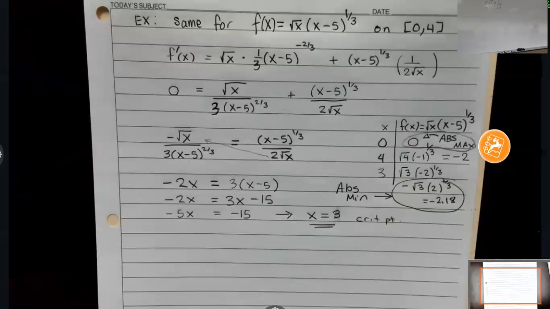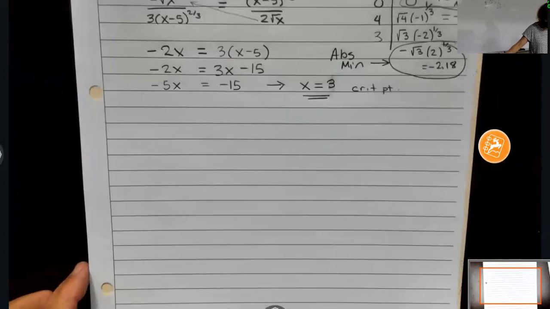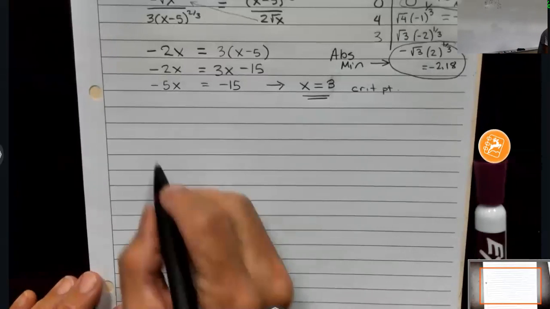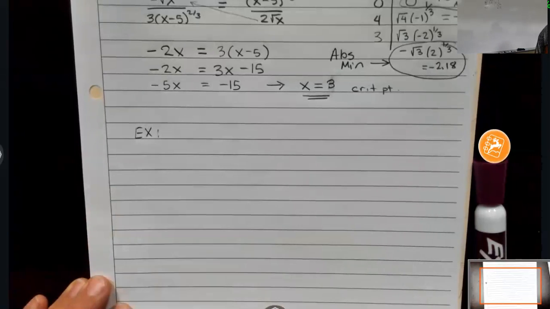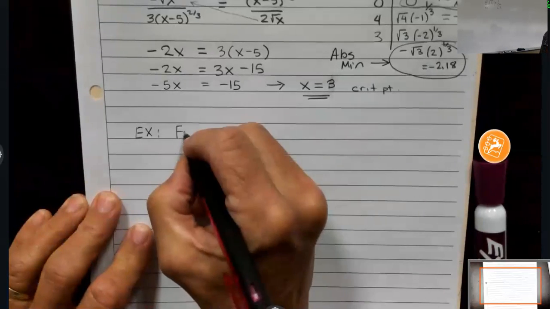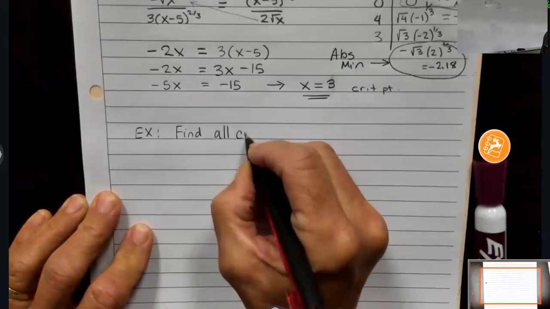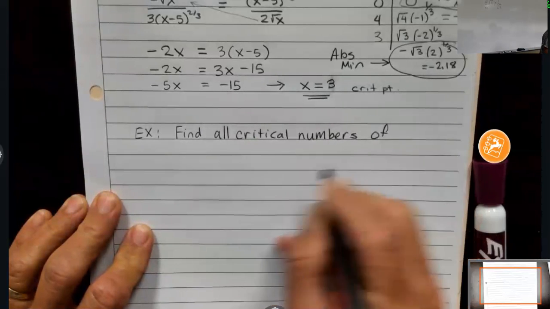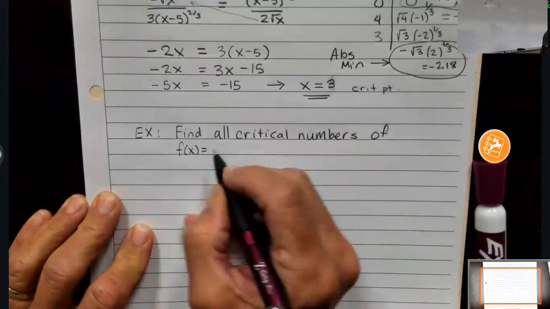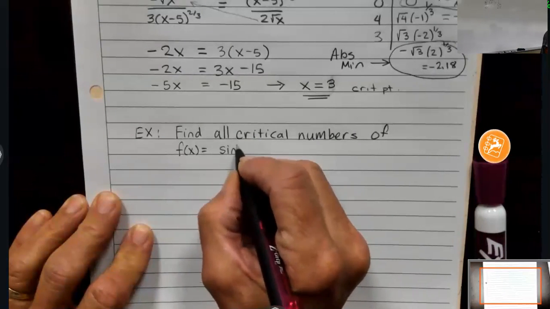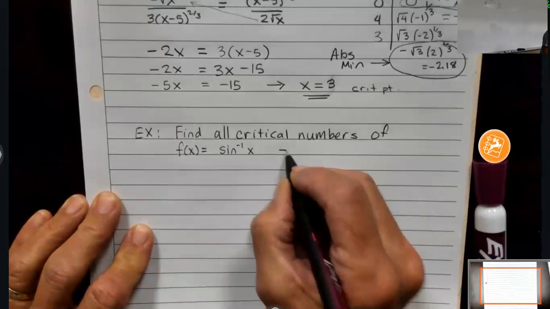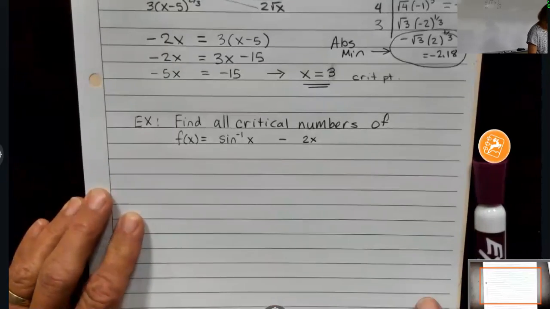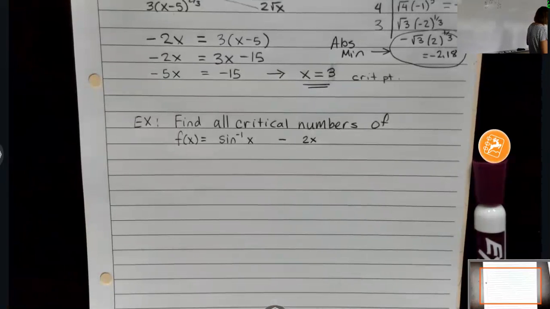I don't know if that happens in my next example, but let's see if we can find all critical numbers for this function. And I'm not going to give you an interval, we're just going to define it on an open interval. Let's find all critical numbers of f of x is equal to the inverse sine of x minus 2x. You need to find where this thing has a derivative that's equal to 0.